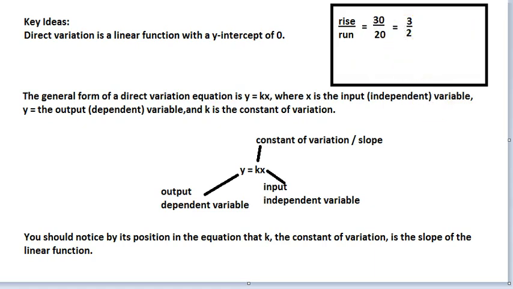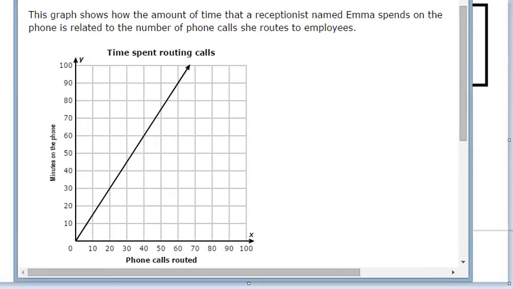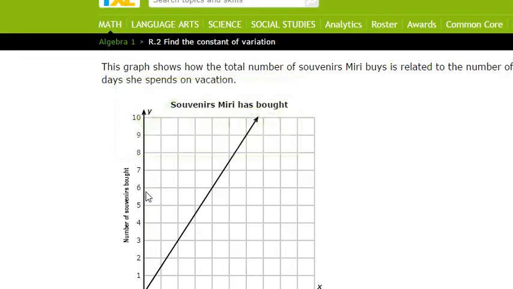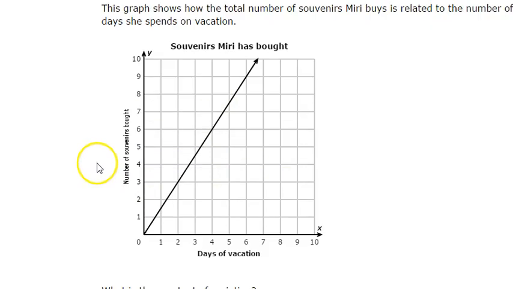So if I'm answering this question, what is the constant of variation? Oh, look, they want us to write our answer as a decimal or integer, not as a fraction. So I'm just going to change it over to a decimal. 3/2, that's 1.5. And look at that, got it correct.